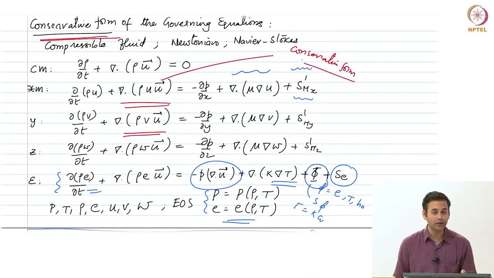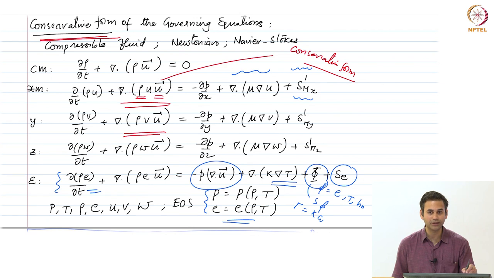Now, you may ask, okay, then what is a non-conservative form? A non-conservative form is one where you don't write like del dot rho u u bar. For example, you can expand this del dot rho u u bar as two terms, like what we have done before. You could consider rho u bar together, and you could write this as rho u bar dotted with del dot u and so on.